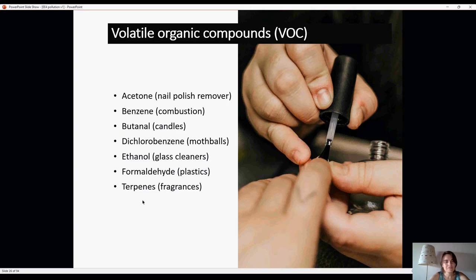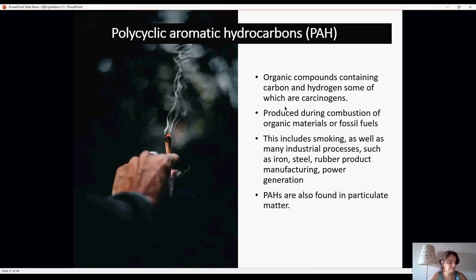And terpenes. Now terpenes is just a class of compounds which I could talk to you about for ages and ages, because it's a very important class of compounds. But as it says here, typically associated with fragrances. Just to give you an example, lemons, because they have limonene. Limonene is a terpene. So the types of molecules which are associated with fragrances and with cooking are quite often terpenes.